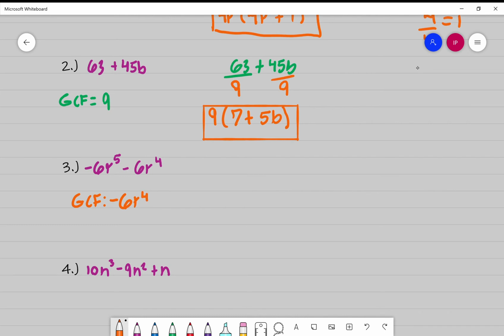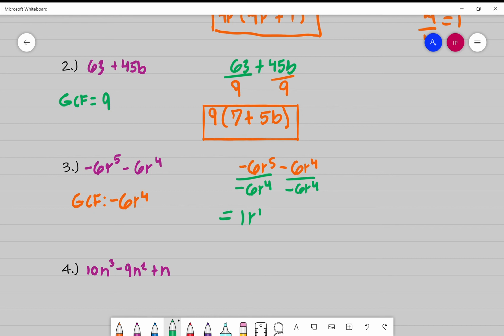Alright. So we come over here, we do negative 6r to the 5th minus 6r to the 4th, and we divide by the GCF, which is negative 6r to the 4th. Alright. So negative 6 divided by negative 6 is a positive 1. R to the 5th divided by r to the 4th, again, we just subtract the numbers, which would leave us with r to the 1st, or just r.